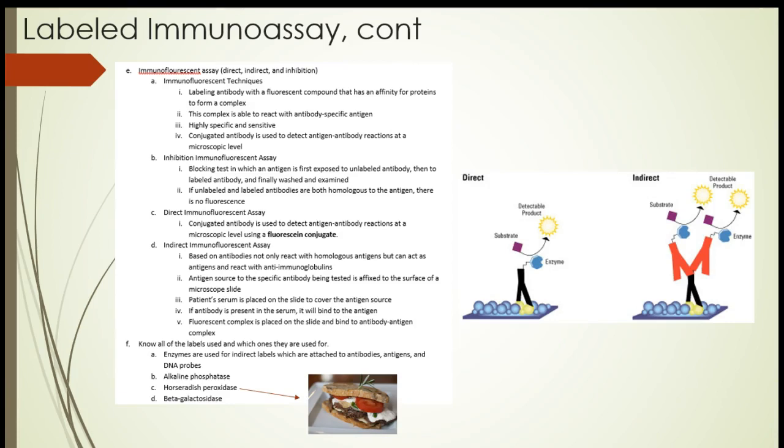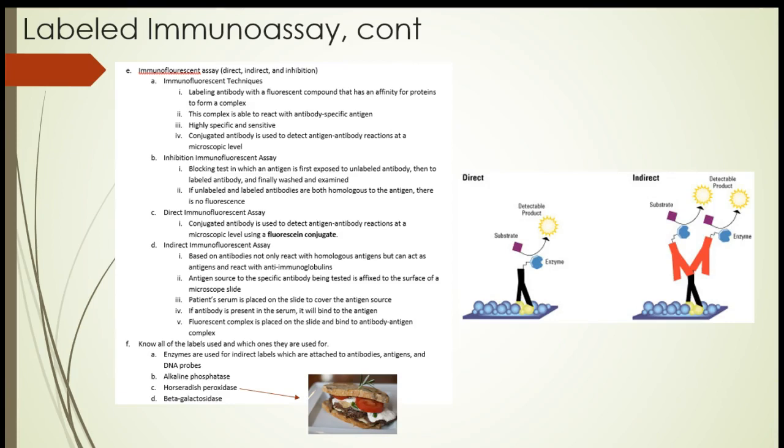All right, then we have immunofluorescent assays. With this, we're looking for a fluorescent type of reaction to occur. What this would look like under the microscope, if we were to do a slide test for this, you'll see the ANA patterns later on, and it's a very similar look under the microscope. But what the immunofluorescent technique does is we use a labeling antibody with a fluorescent compound that has an affinity for proteins. It reacts with that antibody-specific antigen. It's very highly specific, and we'll get that detectable product.